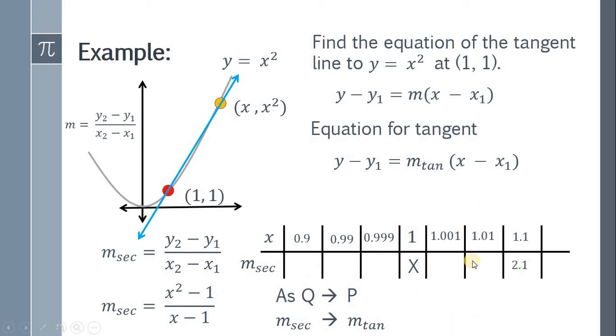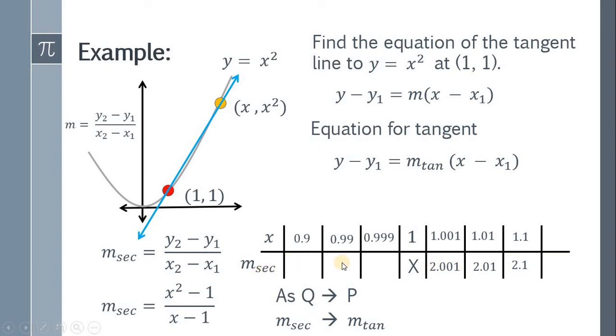Next, we do the same thing. Ipalit natin yung x na 1.01 dun sa ating equation na x squared minus 1 all over x minus 1. And gamit yung calculator nyo, makukuha yung sagot is 2.01. Next, if we plug in 1.001, ang makukuha yung sagot is 2.0001. Ito ay galing ng kanan.